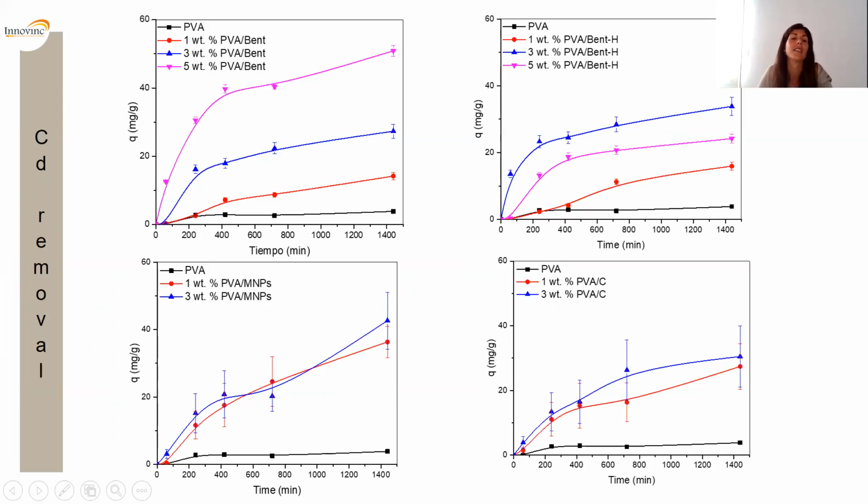Finally, we tested the cadmium removal capacities of the different materials that we prepared. And in all cases, we can see that the PVA matrix has a really bad ability to remove this pollutant, but the addition of the different fillers has improved the material's ability to remove this particular pollutant. In almost all cases, when we increase the filler content, the capacity to remove the pollutant was increased too. And this behavior was independent of the filler's nature.